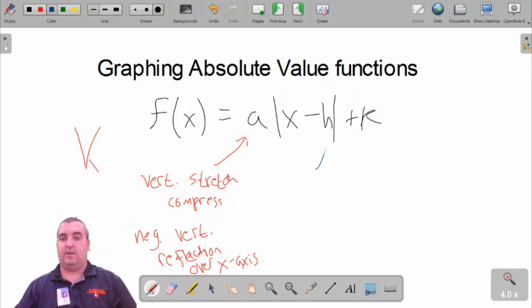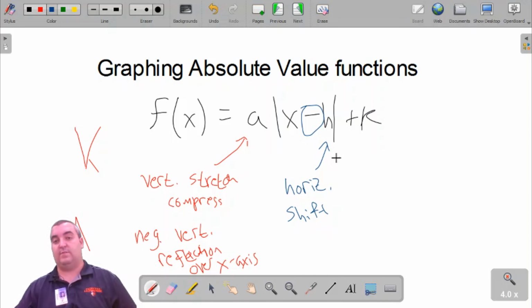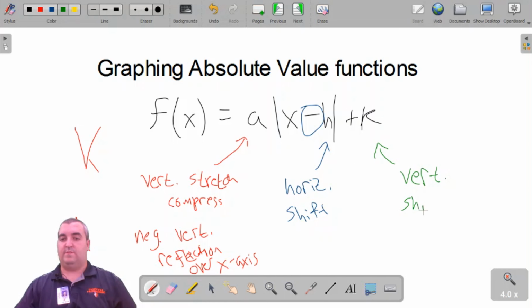h is the horizontal shift, and it's the opposite, so make sure you pay attention to this. If it's x minus 7, that means you go to the right 7. x plus 7 would mean to the left 7. And then the last transformation is the k, which you could probably guess is the vertical shift. This one is plus k, so if you have a plus 1, you go up 1. If it's a minus 7, you go down 7.